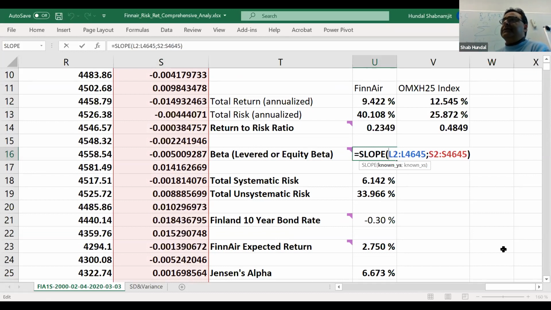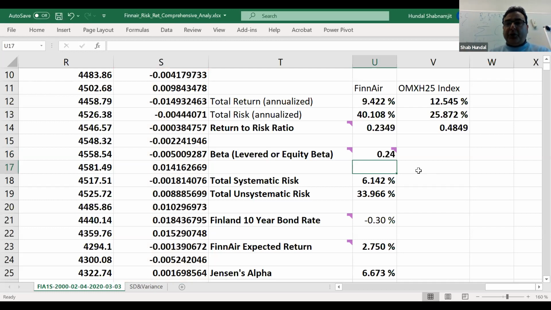So we have 4,645 observations in 20 years. And the L column, by the way, was your Finnair's return, separated by semicolon, S2 to S4645. And the S column, by the way, is the market return. In this case, the market is OMXH25. And it comes to be 0.24. Now, 0.24 shows that the market risk impacts the Finnair stock return by a 0.24 coefficient.